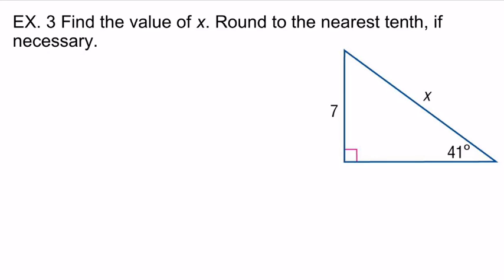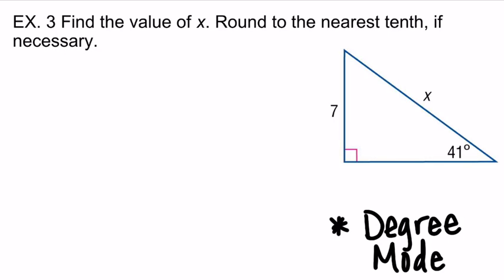Okay, example 3 says to find the value of x. We're going to be solving for the missing hypotenuse in this triangle. So again, always label from the angle that you're given. We're also going to need to be in degree mode when we're solving these problems right now, so make sure your calculator is in degrees. So from 41, 7 is the opposite side and x is the hypotenuse.